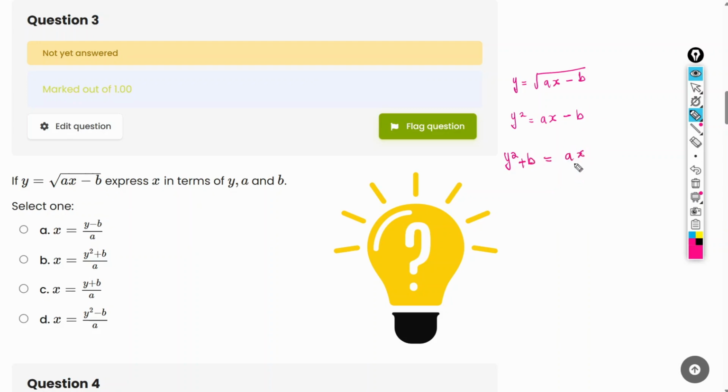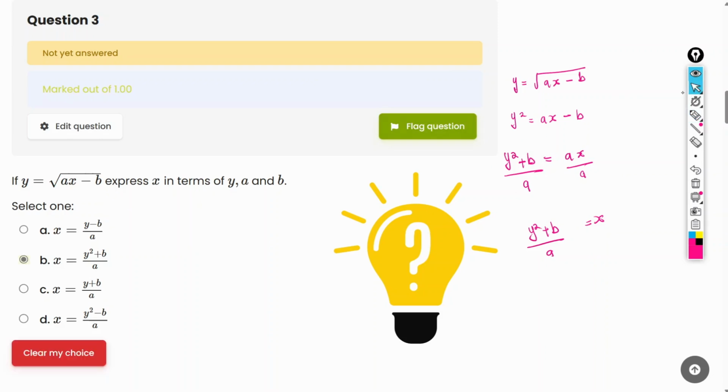And the final thing is we need to take care of the a. A is multiplying, so you take out the multiplication by dividing both sides by a. So you have x is equal to y squared plus b over a. The idea is that we try to take out what is farthest away from the variable we are considering, or you could say what affects everything else.